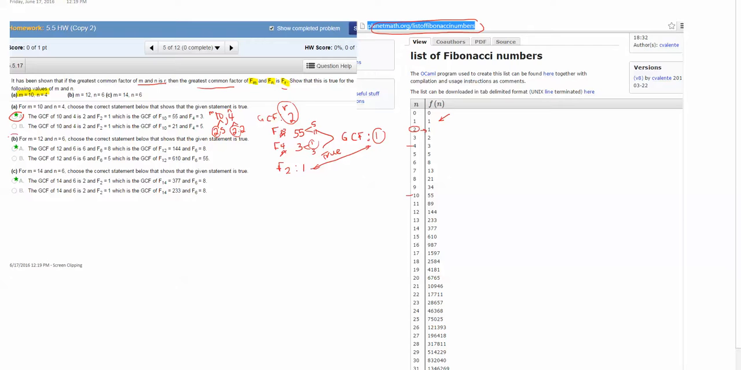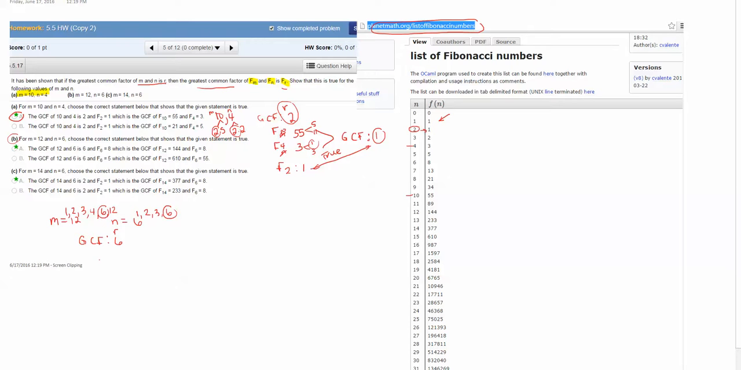Let's look at the second example. For m equals 12 and n equals 6, choose the correct statement below. And so we want to go through the same process. So m equals 12 and n equals 6. If you think of numbers that go into 12 and 6, the factors of 12 are 1, 2, 3, 4, 6, and 12. Factors of 6 are 1, 2, 3, and 6. If you just list all the factors out, you can see the greatest common factor for both is 6. So the GCF is 6. So that is my r value.